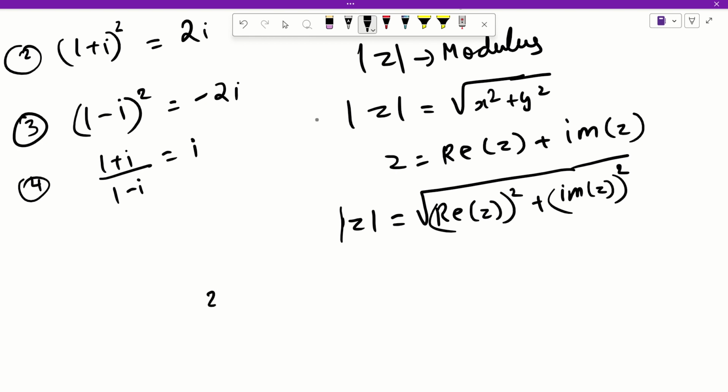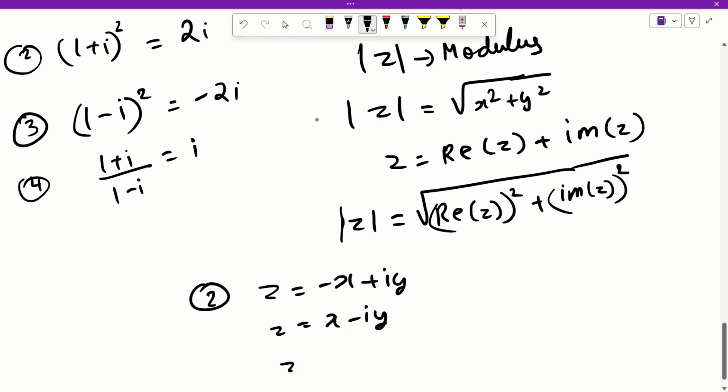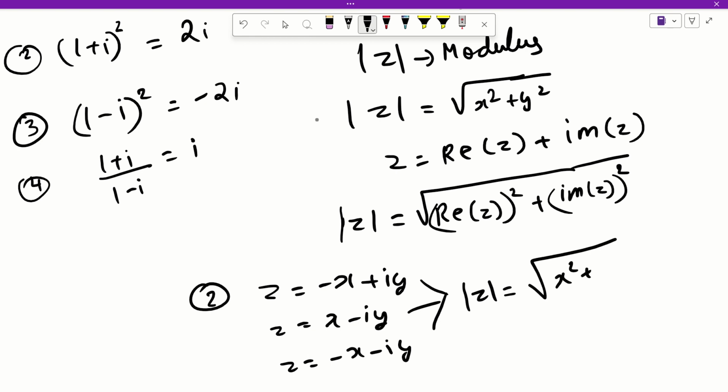Next, the second one. Let's say z is equal to minus x plus iy, another form of complex number. Or we can write a complex number like this, z is equal to x minus iy. Or we can write it like this, minus x minus iy. In all these cases, mod z remains the same. That is, the modulus of all these cases remains the same, that is root of x square plus y square.